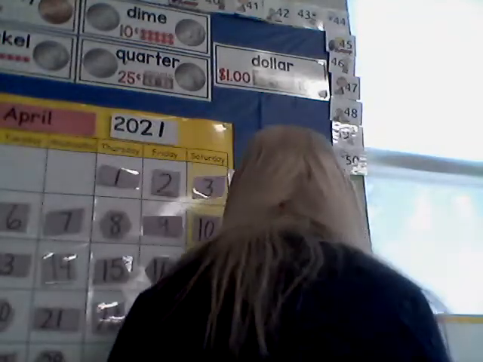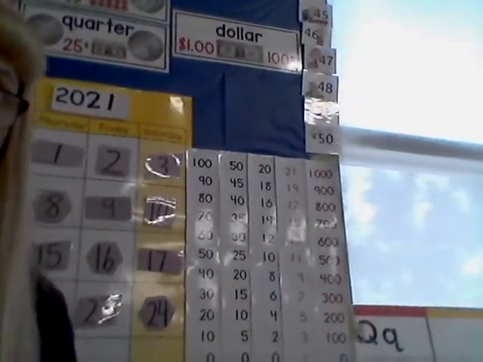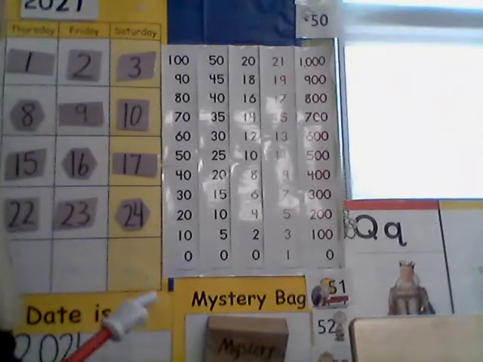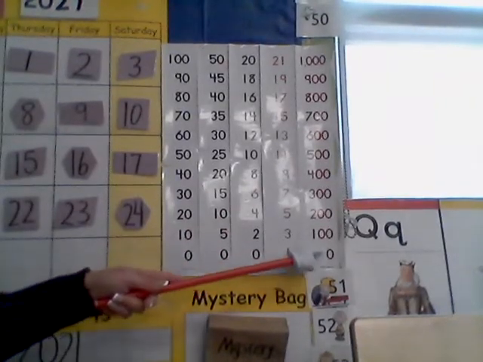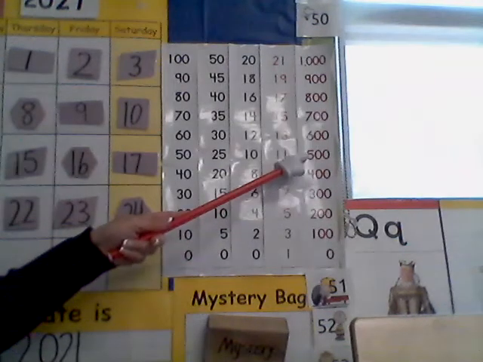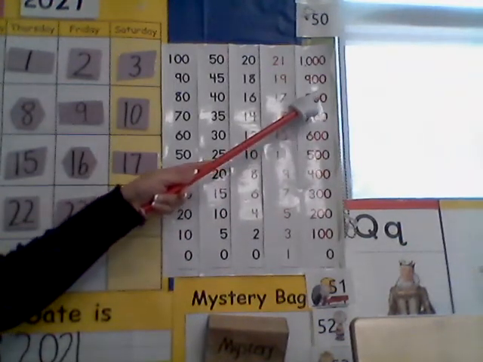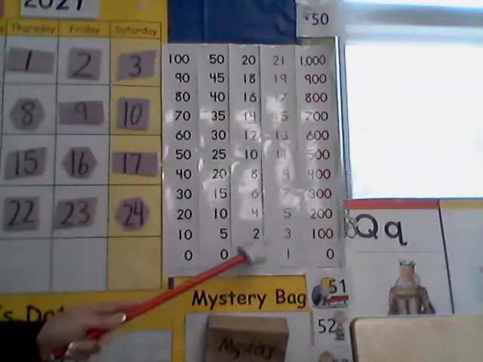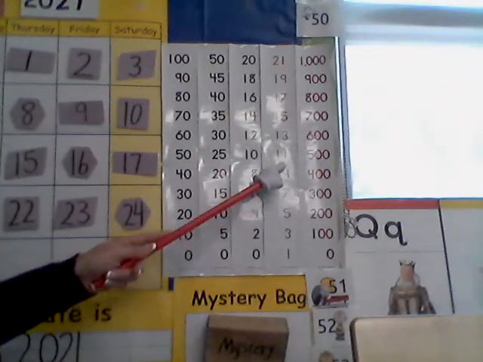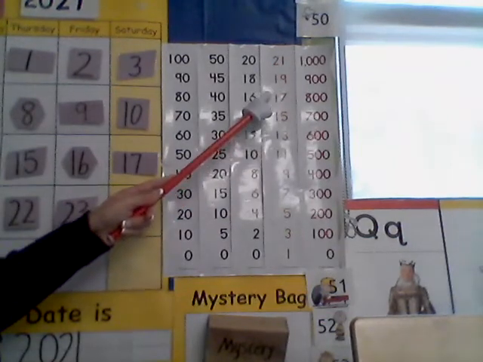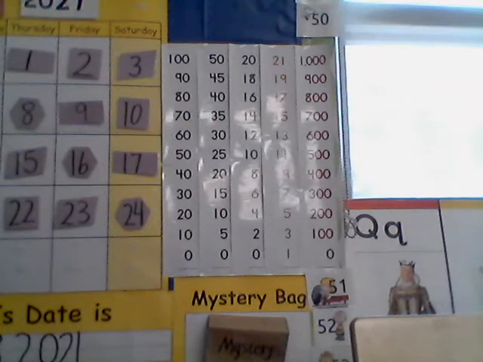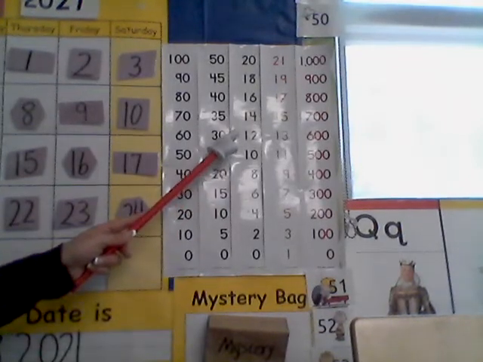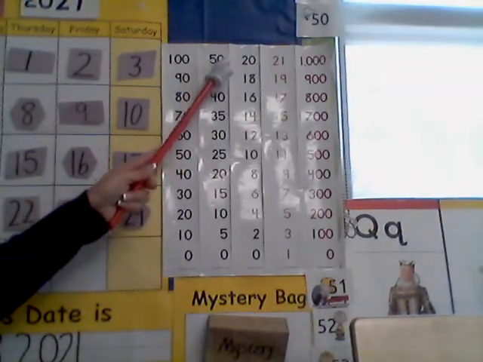Great job. All right, let's go ahead and do our counting. And I apologize for the glare, my friends. All right, let's go ahead and count by 100s. 0, 100, 200, 300, 400, 500, 600, 700, 800, 900, 1,000. All right, let's go ahead and do our odds. 1, 3, 5, 7, 9, 11, 13, 15, 17, 19, 21, and evens. 0, 2, 4, 6, 8, 10, 12, 14, 16, 18, 20.